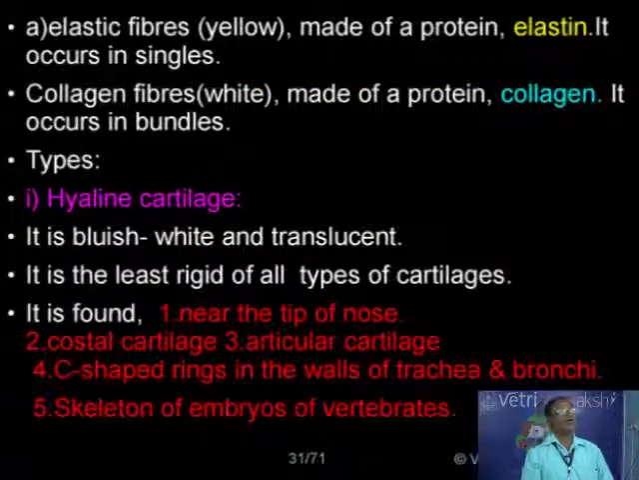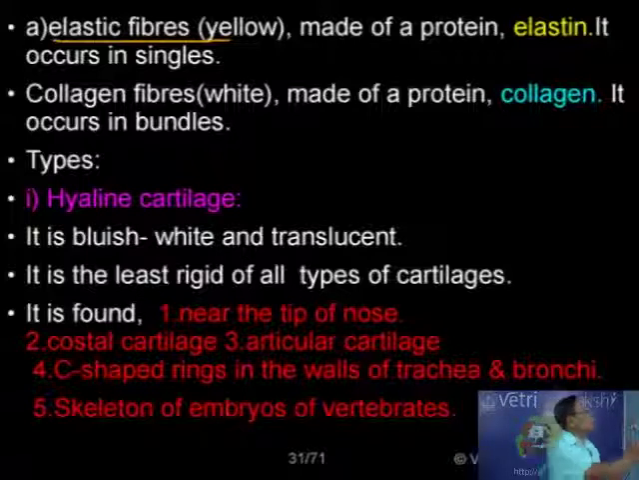So we have two types of fibers, as I mentioned. Number one, the elastic fibers. The elastic fibers are yellow in color, and they are made up of a protein called elastin. These fibers are always formed singly, not in groups, not in bundles. They are highly elastic in nature, that is why they are called elastic fibers, and they are yellow in color, that is why they are called yellow elastic fibers.